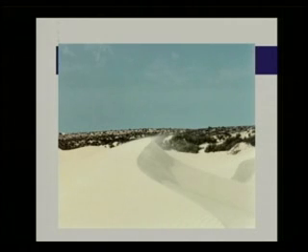There's a dune. What's the wind direction? We're keeping our trend here. It's from the left. The leeward side is to the right of the dune.